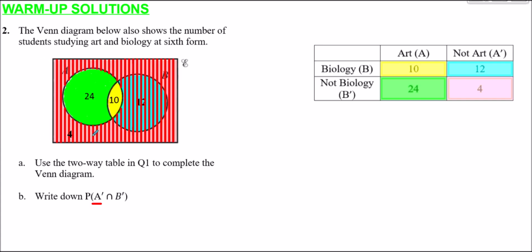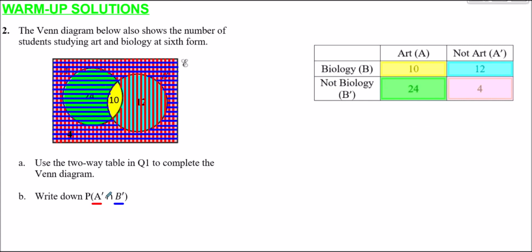So these red vertical lines represent the region A dashed. The region B dashed, in pretty much the same way, is everything apart from circle B. So I'm going to colour in everything apart from circle B, this time though with horizontal blue lines like so.